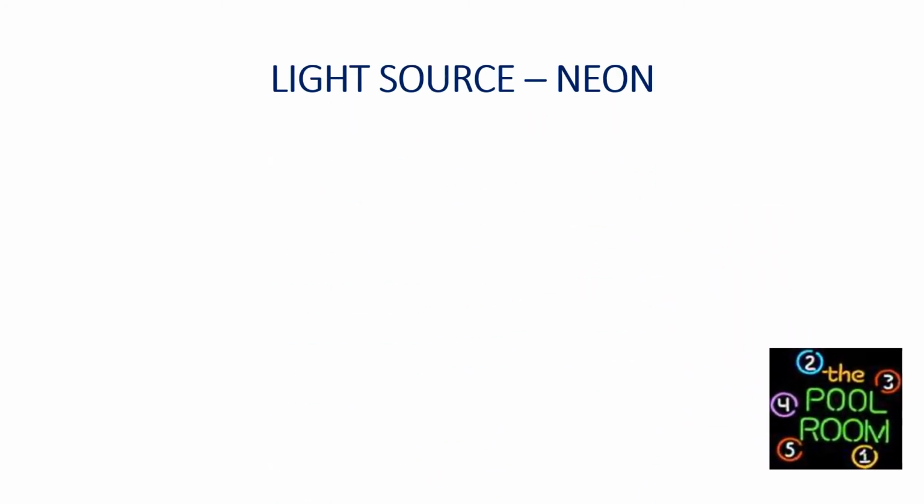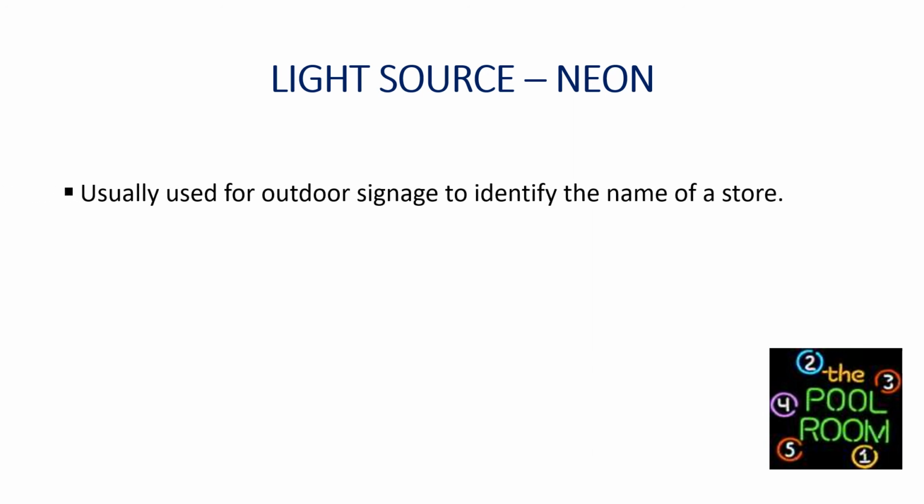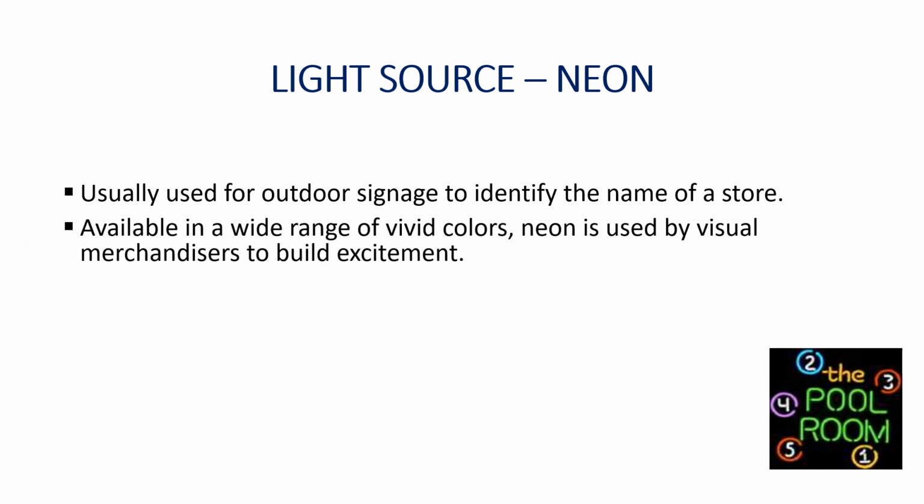The next type of light source is neon. It is usually used for outdoor signage to identify the name of a store. In this picture you can see an example of neon. It is available in a wide range of vivid colors. Neon is used by visual merchandisers to build excitement.